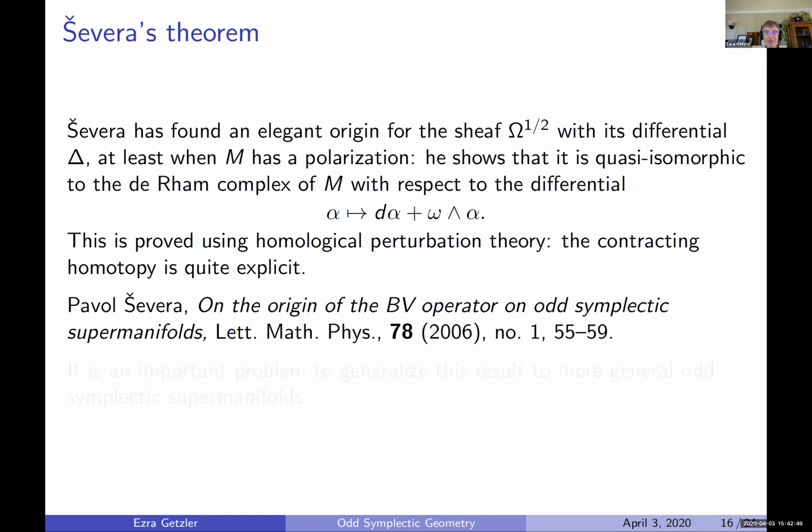And what that means is if we take wedge product with it on the de Rham complex, we can view that as a differential. And so Cheverat observed that the sum of the de Rham differential and exterior multiplication by the odd symplectic form defines a differential on the de Rham complex, and showed, at least when there's a polarization, that that's equivalent to the Khudaverdian operator acting on the sheaf of half forms. So he gives a completely explicit contracting homotopy using homological perturbation theory.